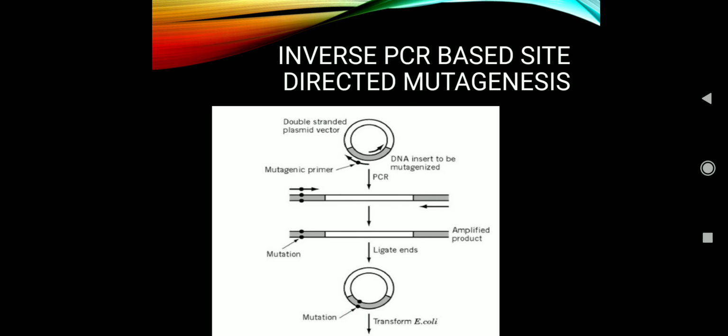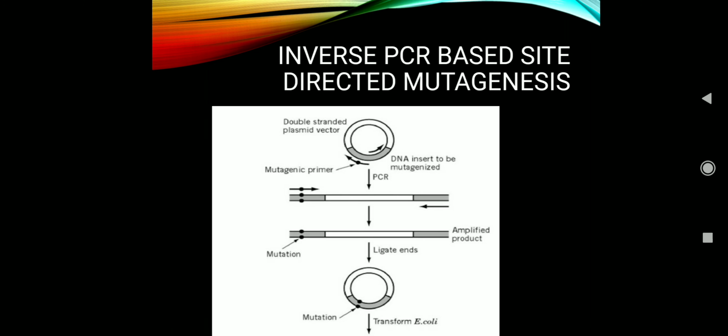The last method is inverse PCR based site directed mutagenesis. It was developed to amplify regions where only the sequence of flanking DNA are known. In this method, point mutations, insertions, deletions can be done. That is why it is advantageous over other methods of site-directed mutagenesis.